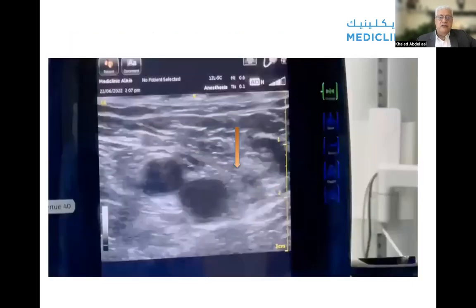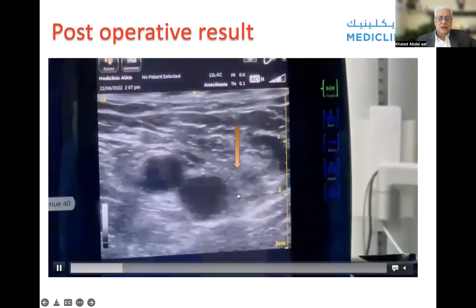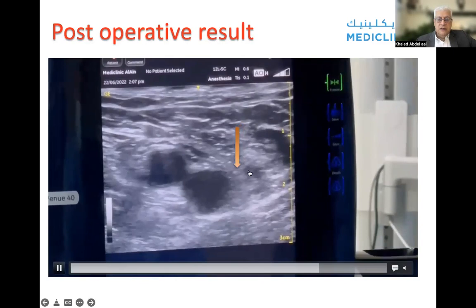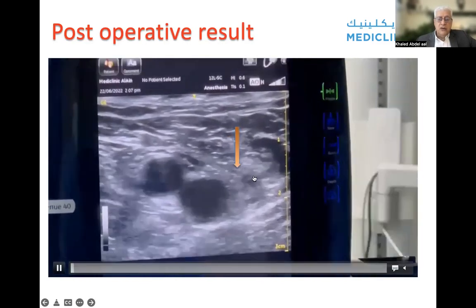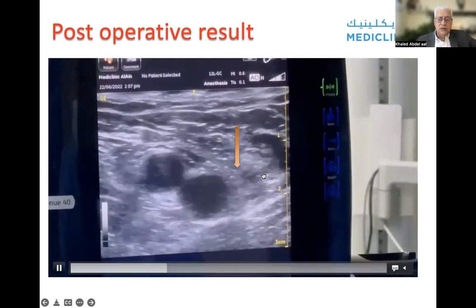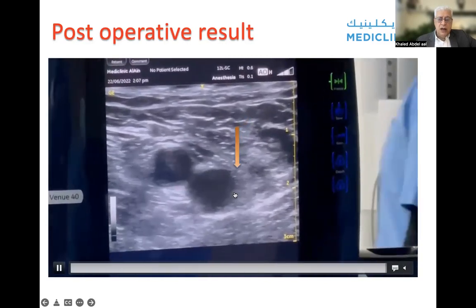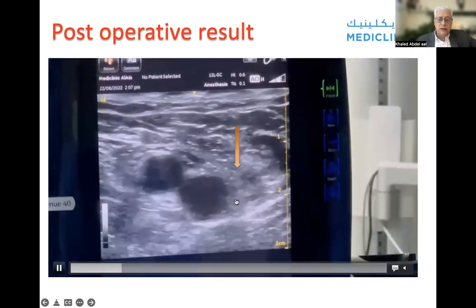Finally, before you leave, you have to verify your results. You see the vein is completely ablated here. And you see the 2 centimeters, they disappeared. Why? Because the heat that we delivered at 2 centimeters extended through the wall and arrived at the wall of the femoral vein.